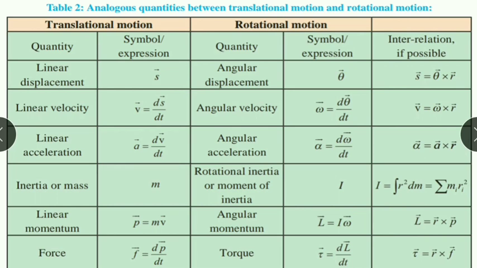I is equal to integration of r square dm, or summation of m_i r_i square, where I is moment of inertia and m is mass or inertia. Similarly, L is equal to r into p, where L is angular momentum and p is linear momentum. And lastly, torque is equal to r into F, where F is force, tau is torque and r is the perpendicular distance.